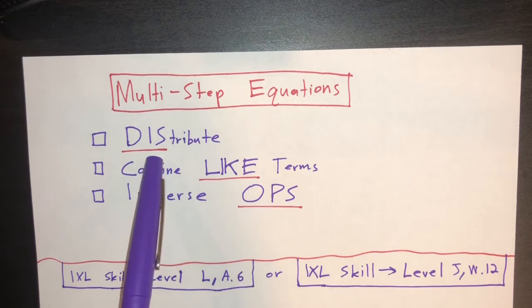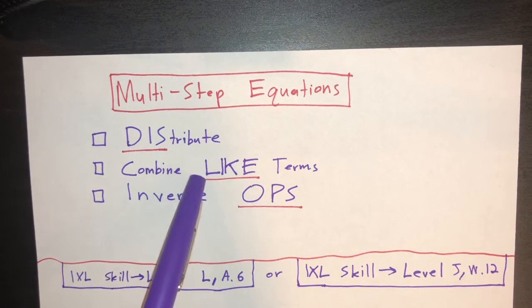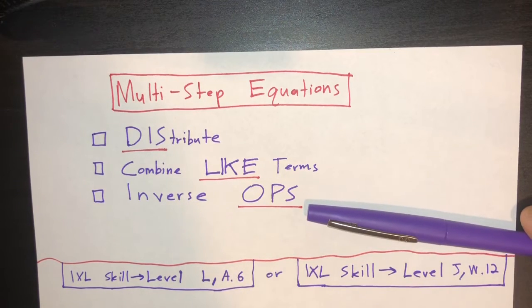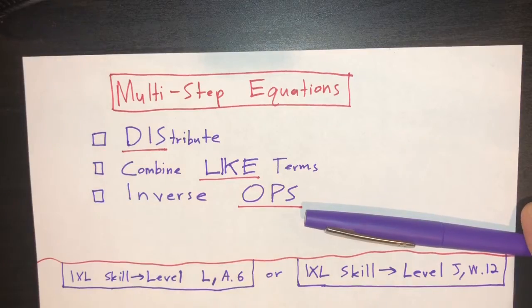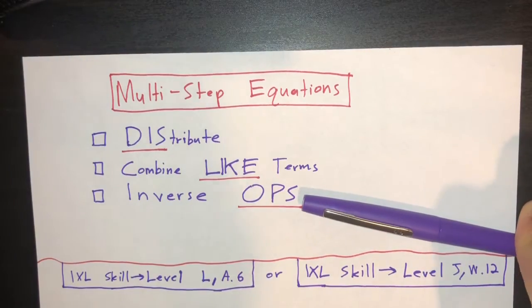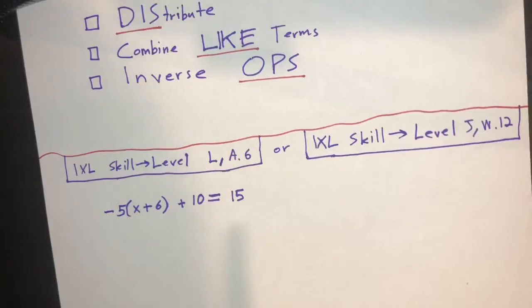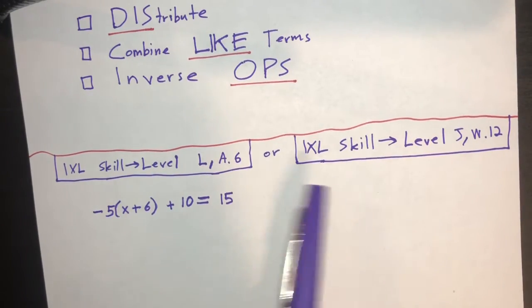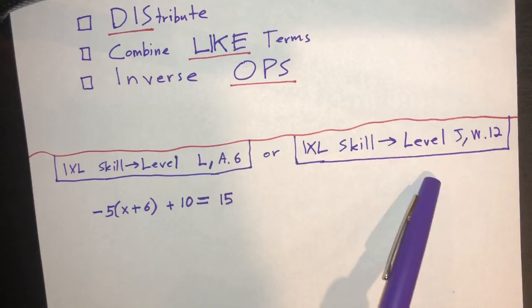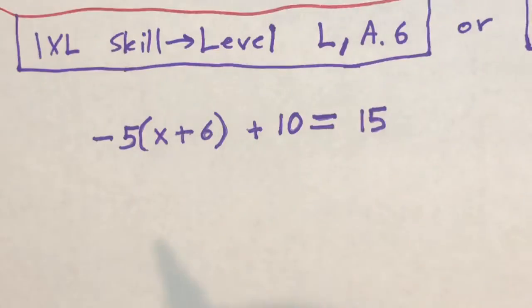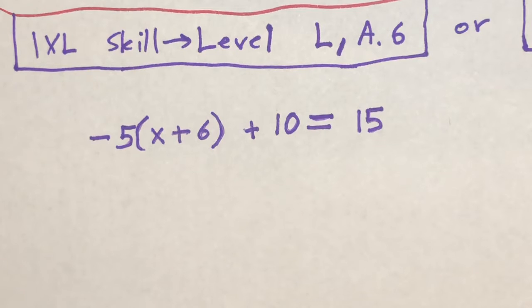You want to first check to distribute, then check for combining like terms, and then finally finish off with inverse operations. We're going to do a couple example problems here so you can see what I mean by that. Also, these are the skills that, depending on what you're assigned, align with multi-step equations. So we start with our distribution.